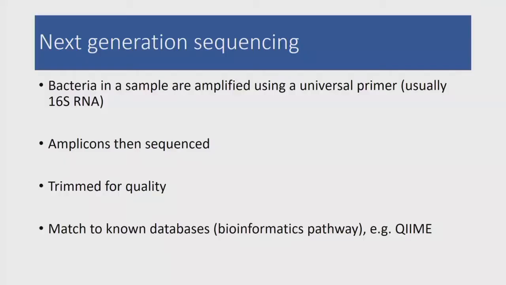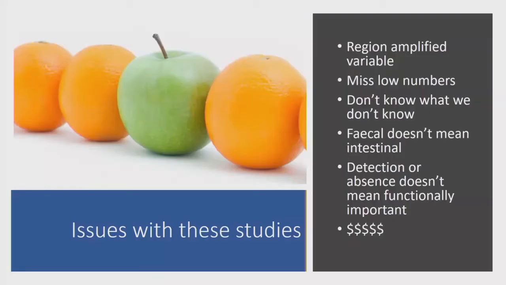So when we use next generation sequencing, what we do is we use a universal primer, which again is usually a 16S RNA. We then sequence the amplicons, usually done in parallel in massive runs, trim for quality, and then match to known bio databases using the bioinformatics pathway. Typically the most commonly used is QIIME, and QIIME has undergone quite a few iterations over the years.